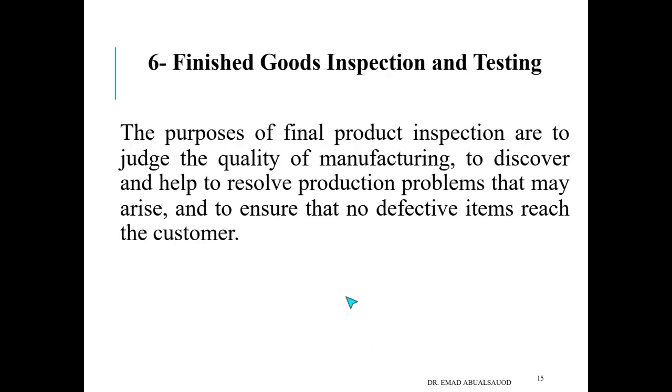Finished goods inspection and testing. This has been through the whole previous steps or departments, but you will need your own unit where they have to plan for the final product inspection, because now this product has already been produced. If you have done this through the whole other steps, which is okay, but before that product is shipped to the customer, you have to have the inspection step, where you make sure that no defective items reach the customers.